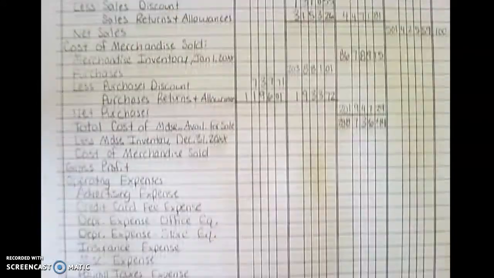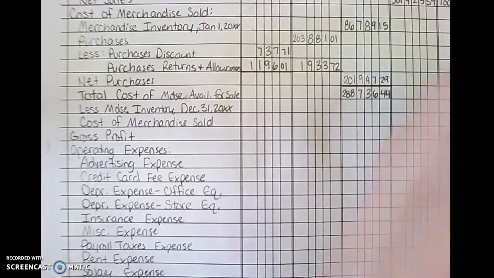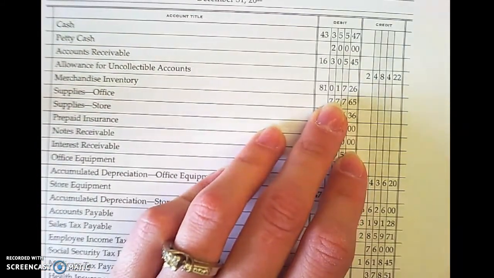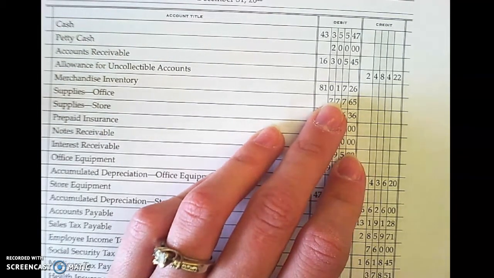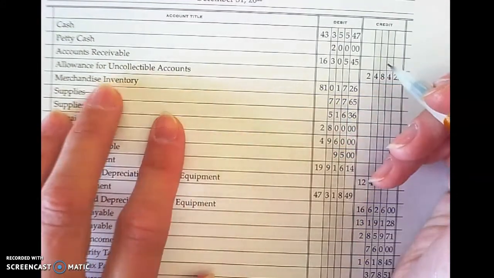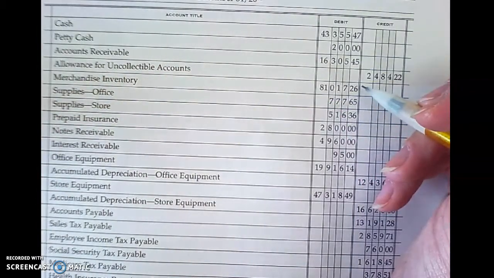Our next number here is for our merchandise inventory, December 31st, and you can find that from your adjusted trial balance. We did an adjusting entry to bring our merchandise inventory up to date. We did our physical count, and it's like, hey, this is what our merchandise inventory should be in store, and we either had to add or subtract from merchandise inventory to bring it up to date. But this right here, merchandise inventory in our adjusted trial balance, this is our ending merchandise inventory.